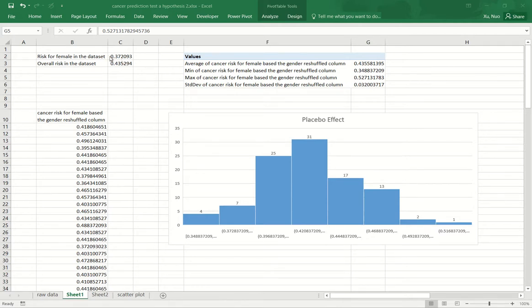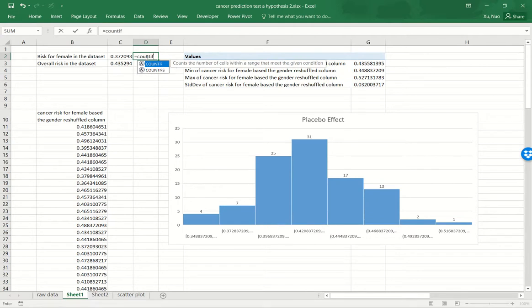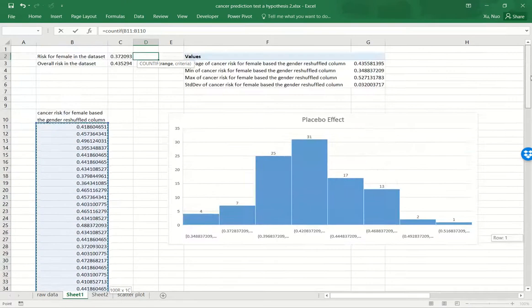risk level for female based on the raw data, we just need to find out how many numbers in this column are smaller or equal to this number. So I can do this by using the formula COUNTIF in Excel. So in the range, I just need to select the 100 numbers that we produced earlier. And in the criteria, I need to use this format to specify. So quotation mark, less or equal, then followed by an ampersand, followed by this value. So this would tell me among these 100 numbers, how many of them are less than or equal to this particular number.